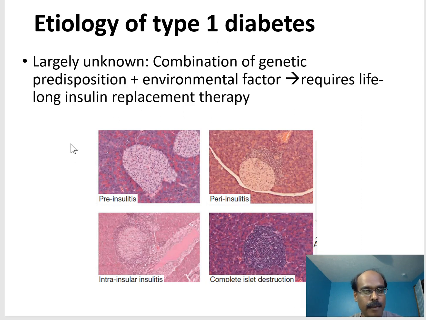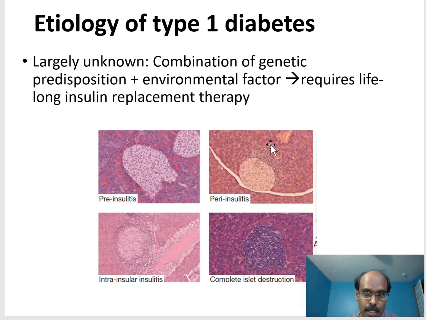To give you an overview of the etiology of type 1 diabetes, there is a combination of genetic predisposition and environmental factors, and that results in insulitis. Pre-insulitis involves some inflammatory reaction, then peri-insulitis, where the insulin producing cells get targeted by antibodies, and then intra-insular insulitis, which results in complete destruction of the pancreatic islet cells. If all the pancreatic islet cells in the pancreas are destroyed, there is no new insulin production. That results in type 1 diabetes.